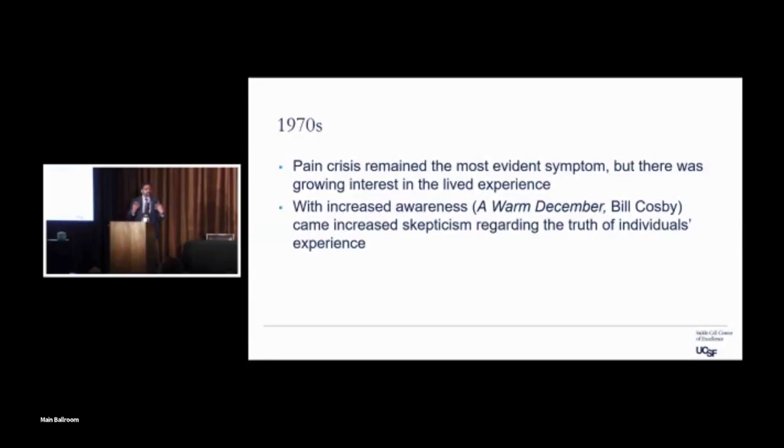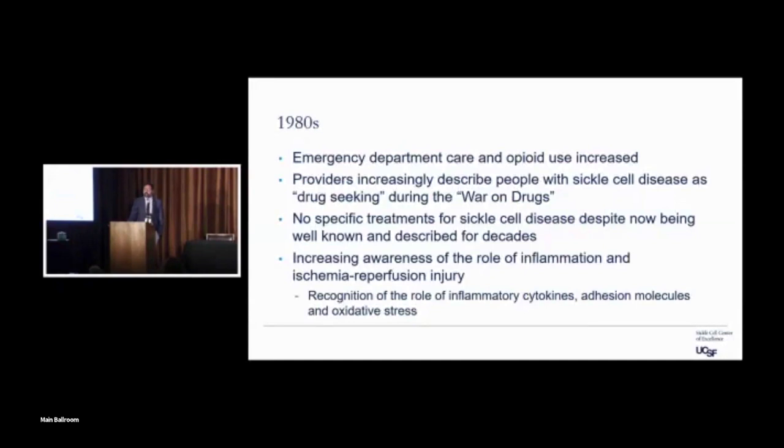So I think there was increasing awareness, but at the same time, in parallel, this was a bit of a double-edged sword. The more people knew about it, the more they were able to develop some skepticism, some criticism, and different kinds of judgment on pain. That leads us to the 1980s. This is when emergency department care and opioid use significantly increased, and providers were increasingly skeptical of patients, calling them drug-seeking.